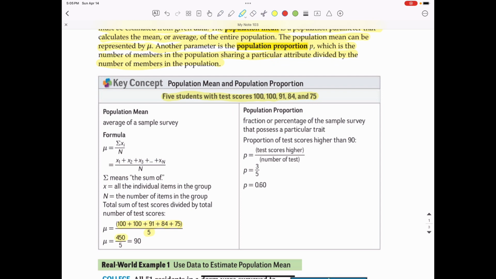450 is what you get when you add up all 5 of those test scores, and when you divide that by 5, you get 90. So the population mean is 90.